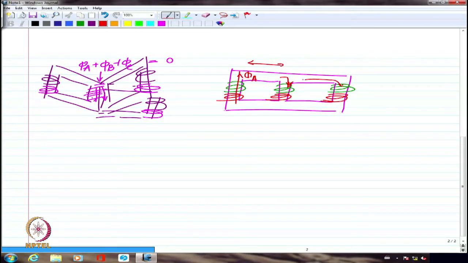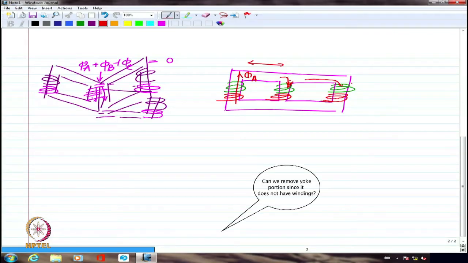Phi A, if it is divided into phi A by 2 and phi A by 2, I should assume that the reluctance offered by limb 2 and limb 3 are the same. It may be slightly different because the lengths are a little higher for phi C, I mean for the limb C. But I'm going to assume that it's fairly half, almost half, right? So the same thing, yes.